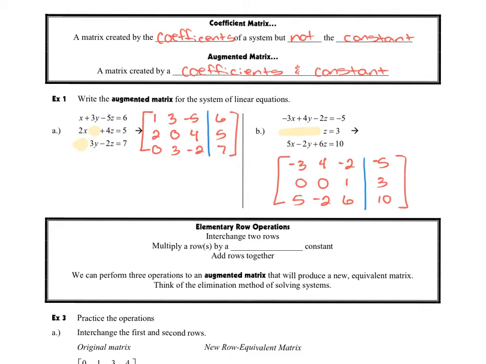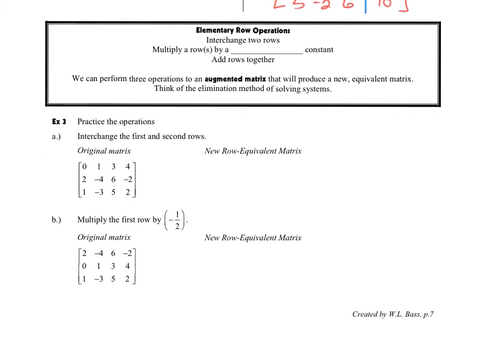Now, once we have our matrices in augmented matrix form, then we can start to look at what are called elementary row operations. So I'm going to give some instructions here, but as you're solving these eventually, you'll have to come up with these row operations yourself. The way the elementary row operations work is we have a couple options. We could just interchange two rows, just flip-flop them. We could multiply any row by a particular constant, or we can add rows together.